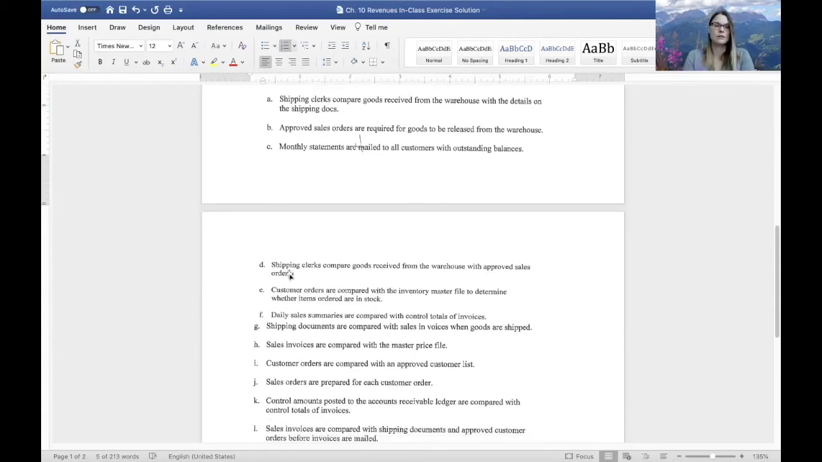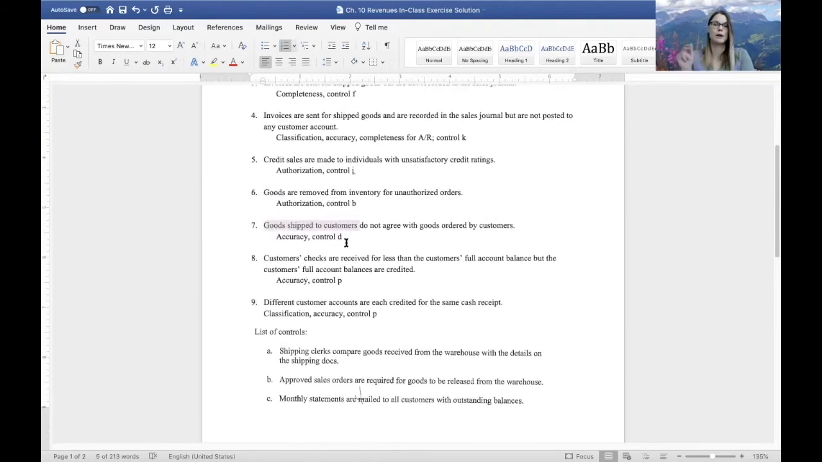Okay, so control D says shipping clerks compare goods received from the warehouse with approved sale orders. Okay, so this would accomplish that because they're looking at the goods sent over by the warehouse. Clearly they're in the box, in the package, ready to be loaded onto the truck and shipped out. They're comparing that with the sales order to make sure that the quantities match before it gets sent off to the customer. So this will help us here.